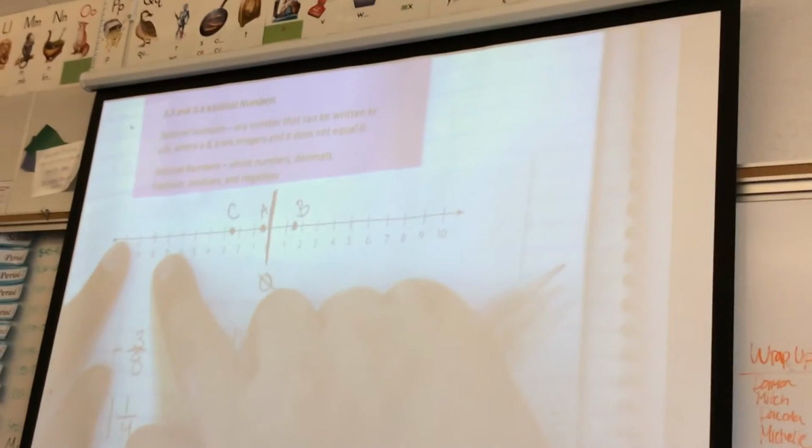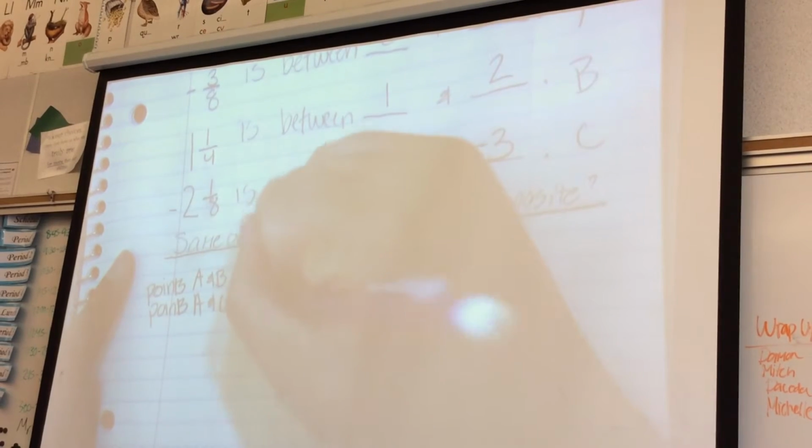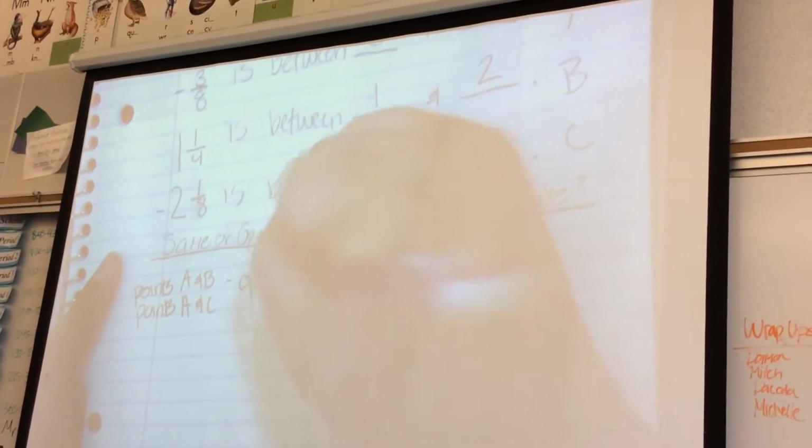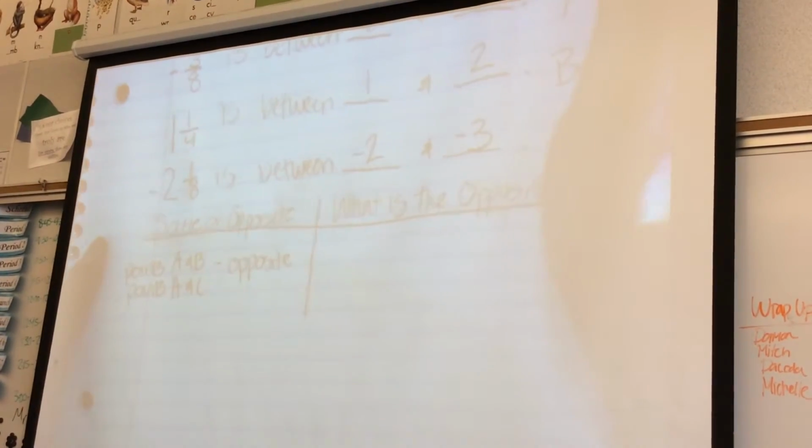Do I see them on the same side, both on the right or both on the left? Or do I see them on opposite sides of 0, one on the left, one on the right? Same or opposite? Opposite. Opposite, yeah. So we're going to write that down. Okay, so points A and B, they are on opposite sides of 0.